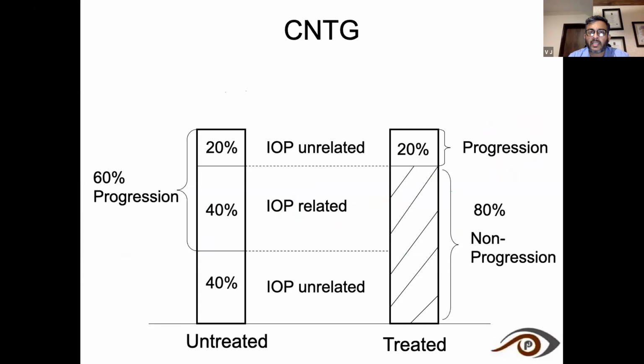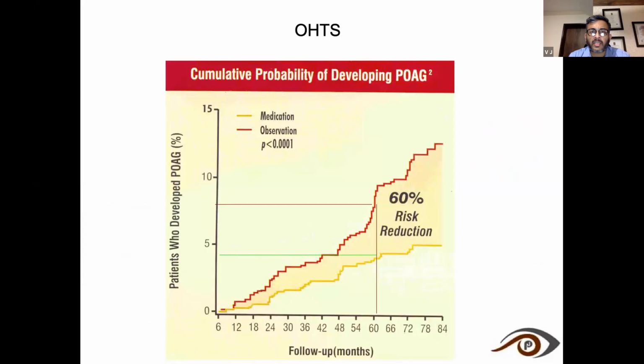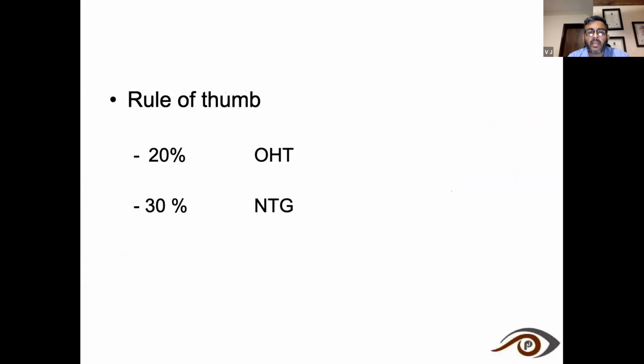In the untreated arm, there was 60% progression, whereas in the treated arm, only 20% of the patients progressed. So all these studies, and one more is the Ocular Hypertension Treatment Study, just prove that lowering intraocular pressure is a definitive treatment for glaucoma. Now, how much to lower? These also suggested some guidelines. In the Ocular Hypertension Study, a 20% lowering of intraocular pressure was advocated, and 30% was advocated in the Normal Tension Glaucoma Study.